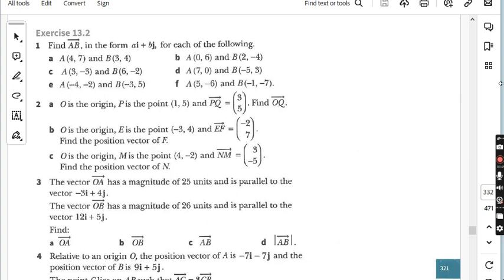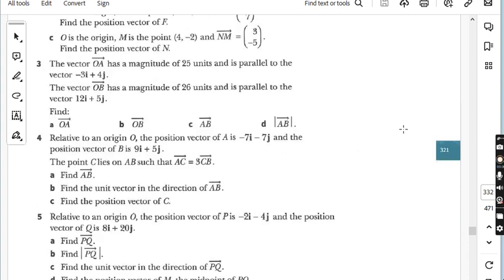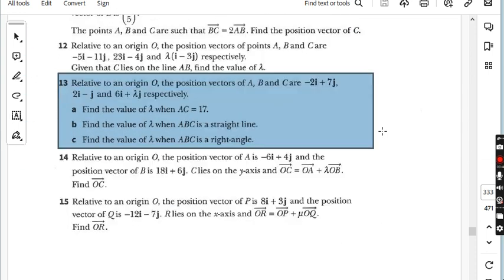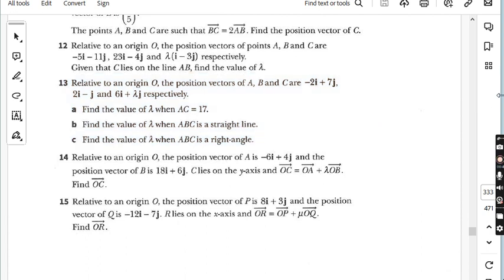Students, in the last lecture we did 4 questions from exercise 13.2: question number 9, 10, 11 and 12. So after question number 12, 3 questions are left. The topic of this exercise is position vector. Today we are going to do all the remaining 3 questions of this exercise.